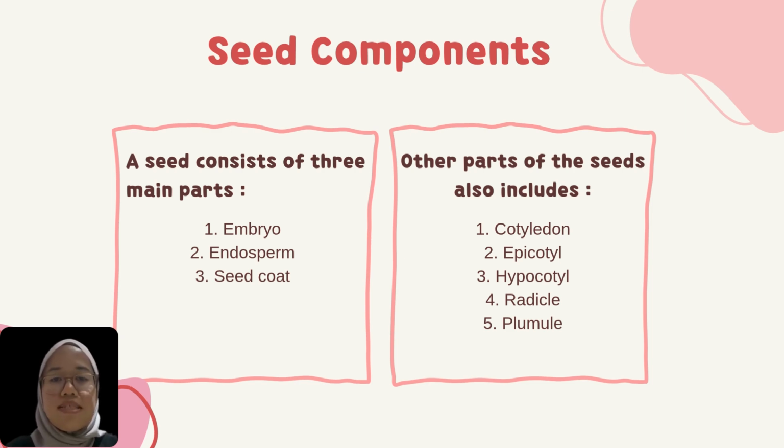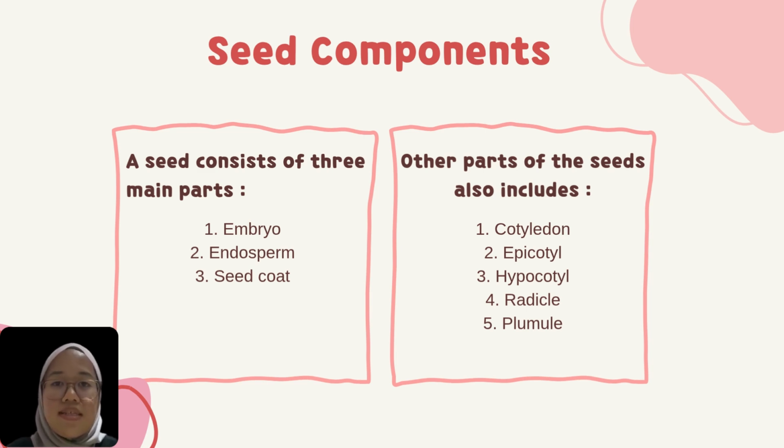There are three main parts in every seed. First is the embryo. This is the baby plant inside the seed. It will start growing when the conditions of water, warmth, and air are right. Second is endosperm. This is the food supply stored in the seed. It gives the embryo energy to grow before it can make its own food.